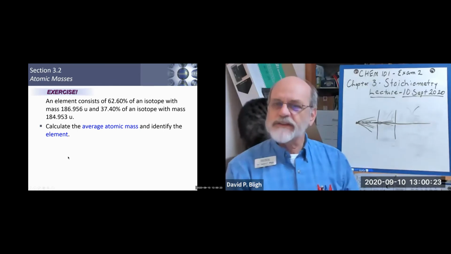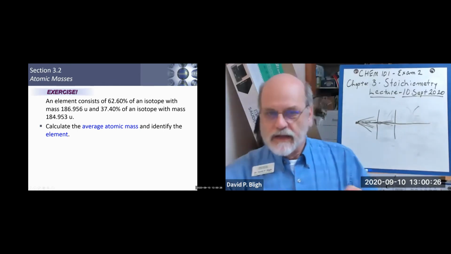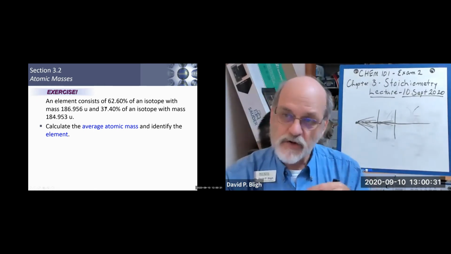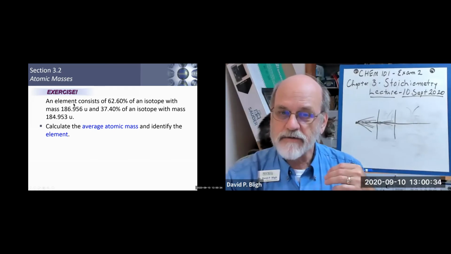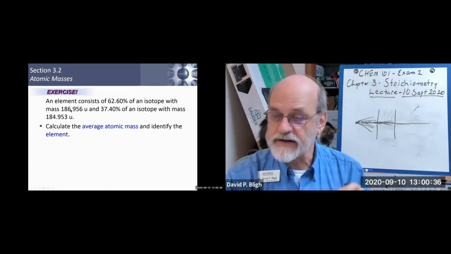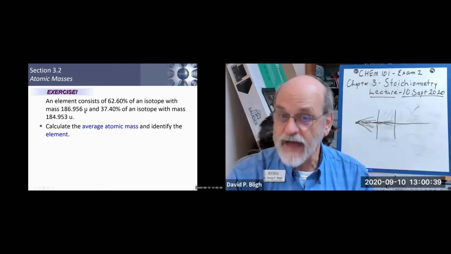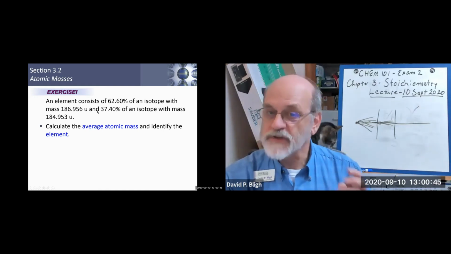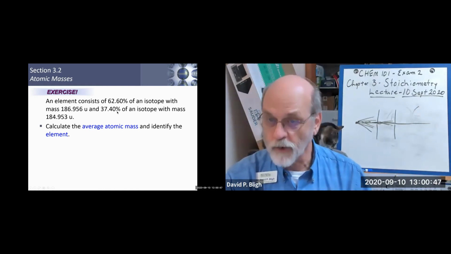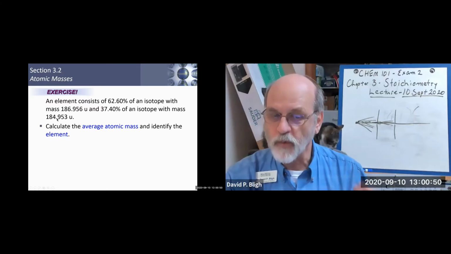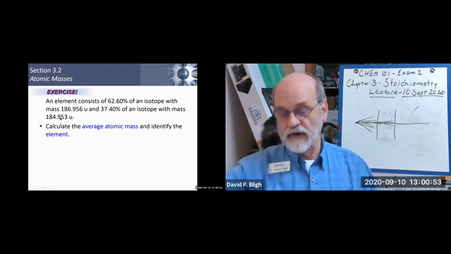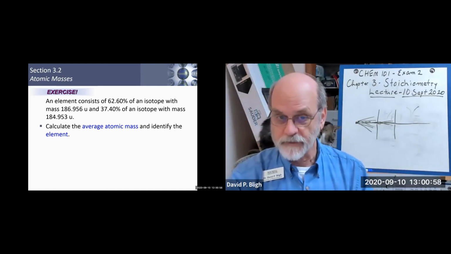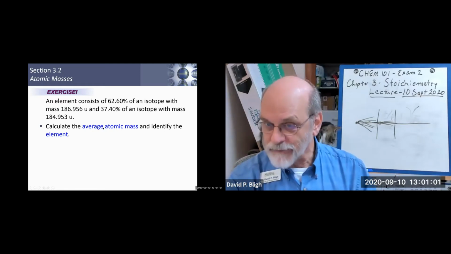Okay, so let's take this example. You're given an element, and you're told that it has 62.6% of an isotope that has a mass of 186.956 atomic mass units. It's a mixture with two isotopes, and the other isotope is 37.4% with a mass of 184.953. All right, so let's just assume that that was determined using that mass spectrometer. Now, what's the average atomic mass?